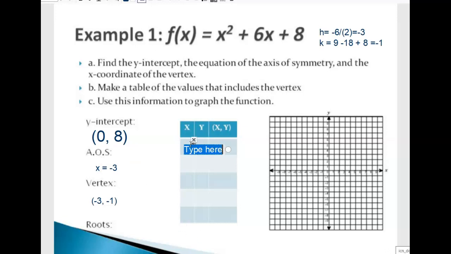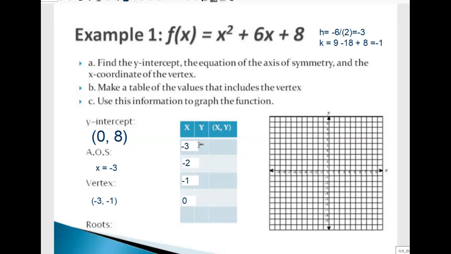So that means my table starts with negative 3. And then again, the idea is that's like 0 plus h. So then the next point would be 1 plus h. So 1 minus 3 is negative 2. Then 2 minus 3 is negative 1. And then 3 minus 3 is 0, and that would continue.